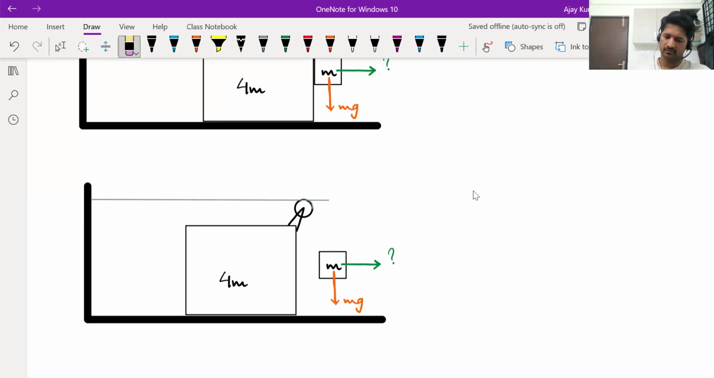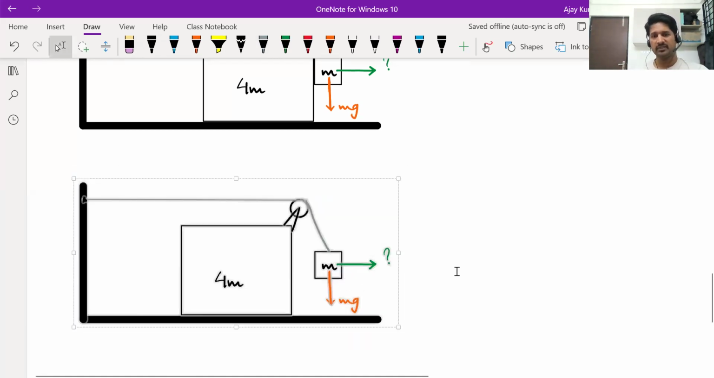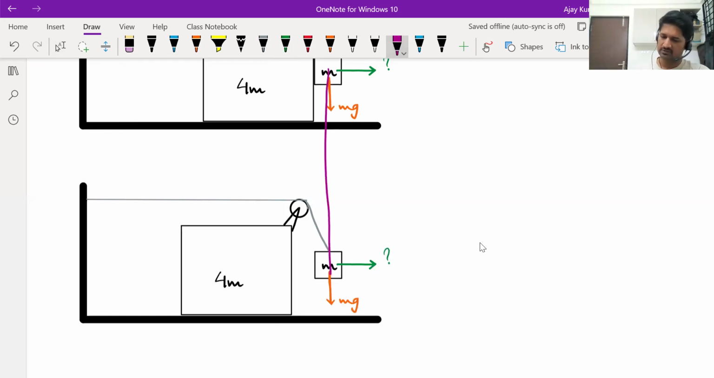Situation will be somewhat like this. Okay. See, a gap appears between them. That doesn't mean small m has gone to the right. Even if small m stays at its own place horizontally, wherever it was initially, if it stays at the same position also, that gap will appear.